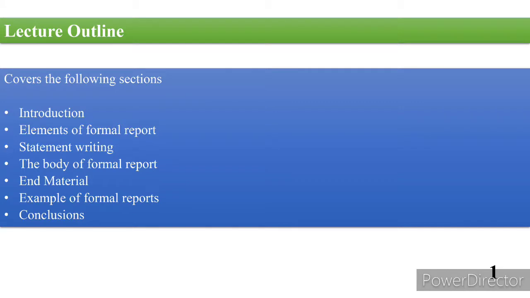After that we will discuss some examples of formal reports that are commonly used, like safety reports, audit reports, and compliance reports. Most of the time the engineers have to write the compliance report. So we will discuss some of the examples. In the last we will discuss the conclusion. So this is the complete lecture outline for both parts, part 1 and part 2.